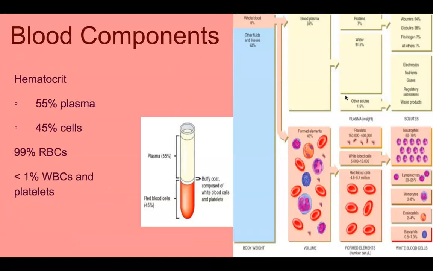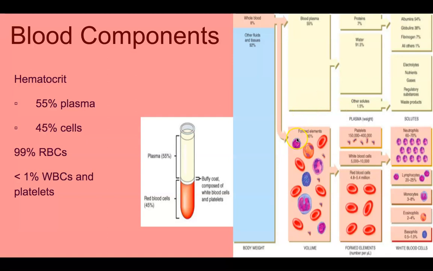Then if we see the blood components of our whole body, 8% is whole blood and 92% is other fluids and tissues. Blood consists of blood plasma, that is 55%, that contains proteins, that is 7%, of albumin 54%, globulin 38%, fibrinogen 7%, and others 1%. Water is 91.5% and other solutes are around 1.5%, that is electrolytes, nutrients, gases, regulatory substances and waste products.